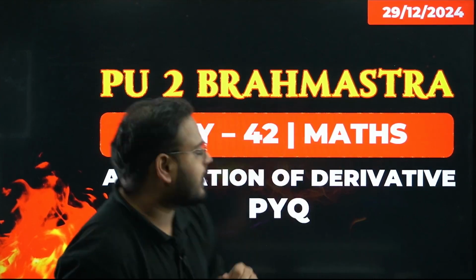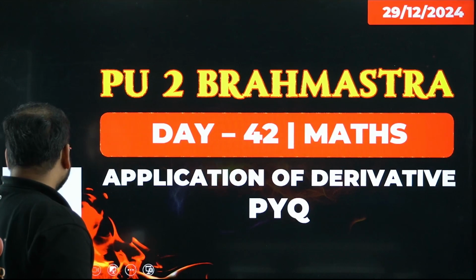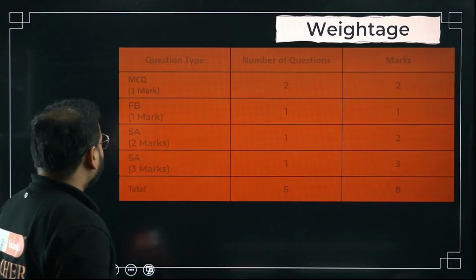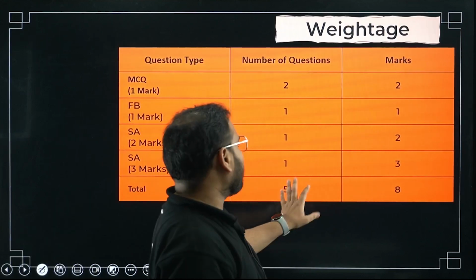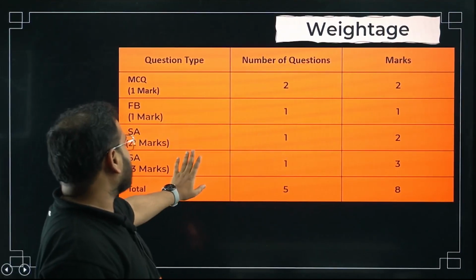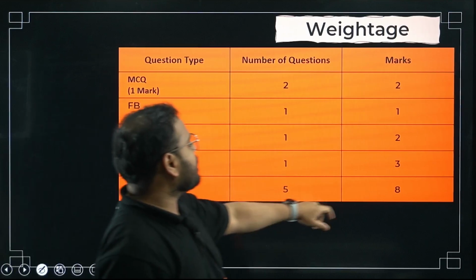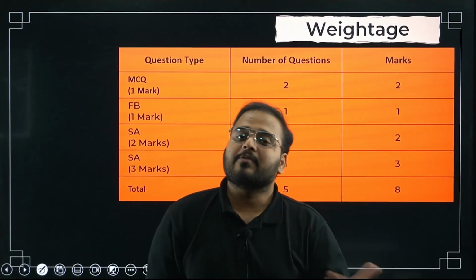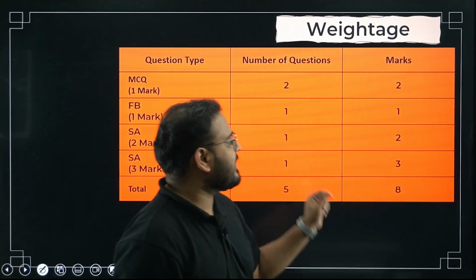Before I move on to question number 1, let's look at the weightage quickly. The weightage is 8 marks, with a total of 5 questions coming from here: 2 MCQs, 1 fill in the blanks, 1 short answer 2 marker, and 1 short answer 3 marker, making the total tally 8 marks. Again, this is with internal options, so you can choose between them as well.